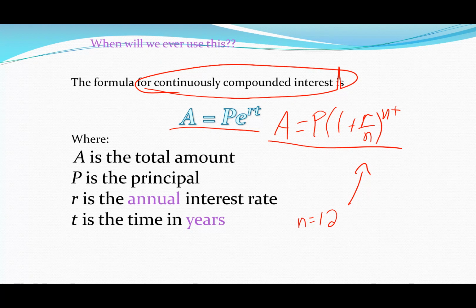Compounded quarterly would be a 4. Compounded daily would be 365. Compounded semi-annually would be 2.